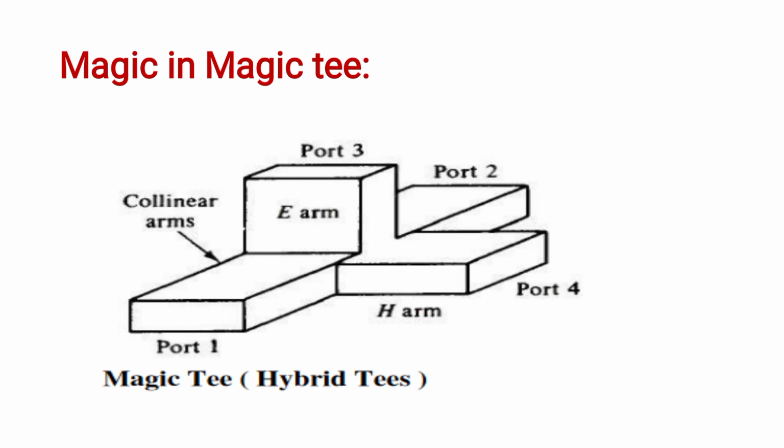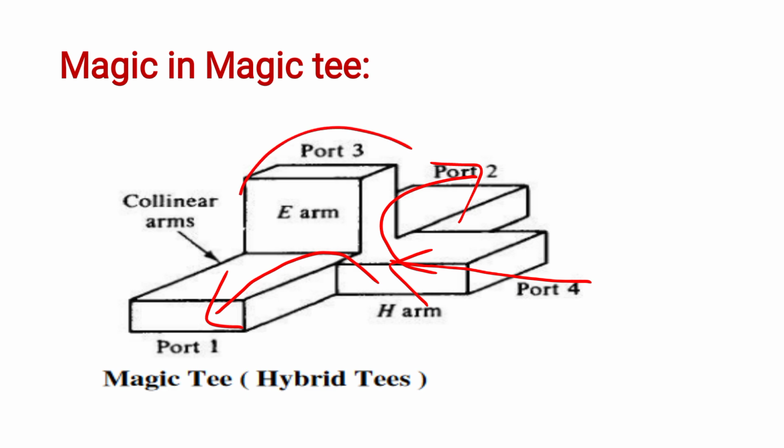Similarly, let's observe here. When I incident a power at port 4, this port 4 power is equally divided between port 1 and port 2, and no power is delivered at port 3. Even though port 3 and port 4 are adjacent to each other, no power is delivered to port 3 when power is incident at port 4, and no power is delivered at port 4 when power is incident at port 3. And this is the magic present in the magic T.